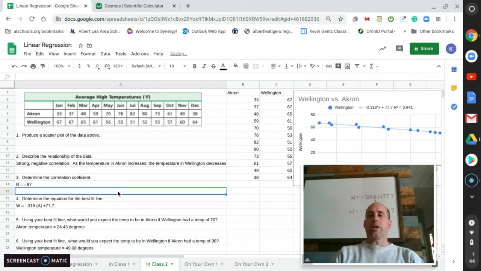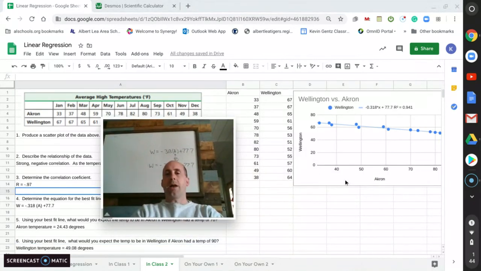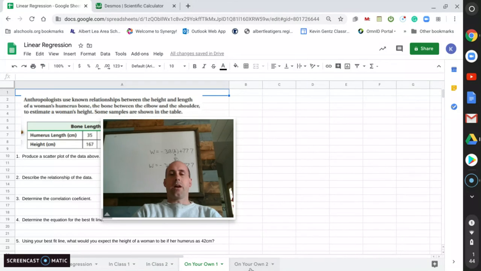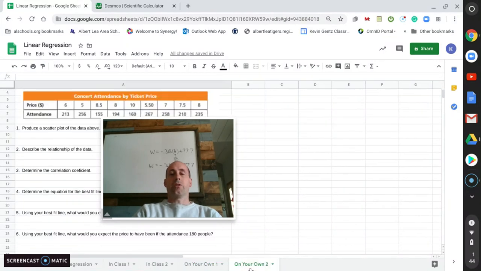It's a really good introduction into linear regression. You produced a graph, you found R values, you found slope, you found an equation for best fit, you answered some questions. And so you're going to, again, make sure you have the in class 1 and in class 2 done on your own, or done in class with me, and then do the on your own 1 and the on your own 2. Make sure that those get submitted via Schoology.